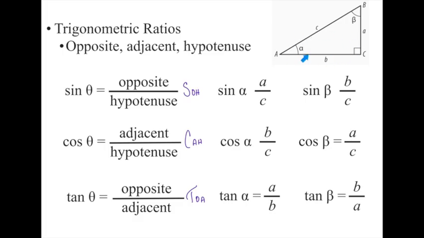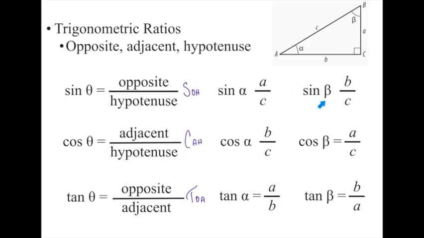If I'm looking at this particular triangle, they show me the sine of alpha. I need to go to that alpha angle and label the triangle based just on alpha. So if I'm looking at alpha, the opposite side is A. So my sine of alpha is going to be A over C, opposite over hypotenuse.